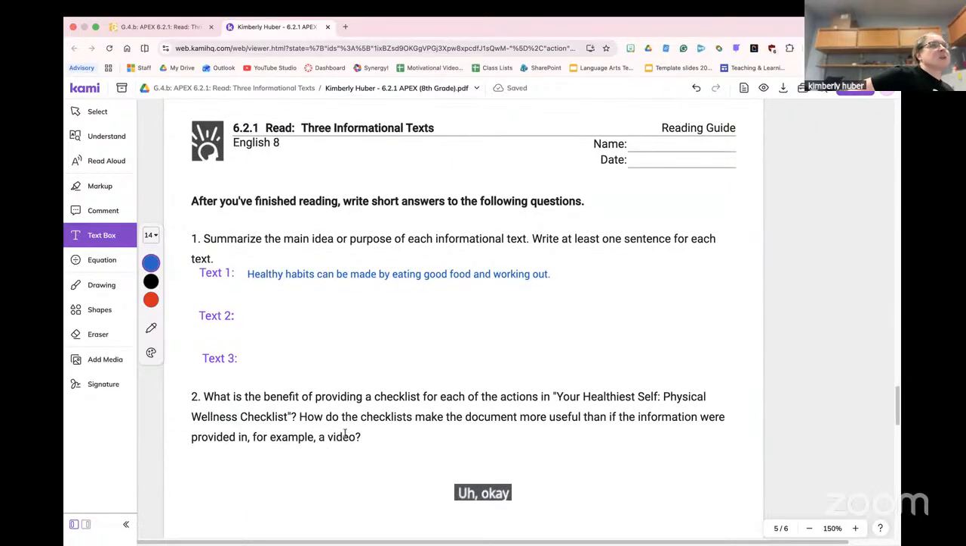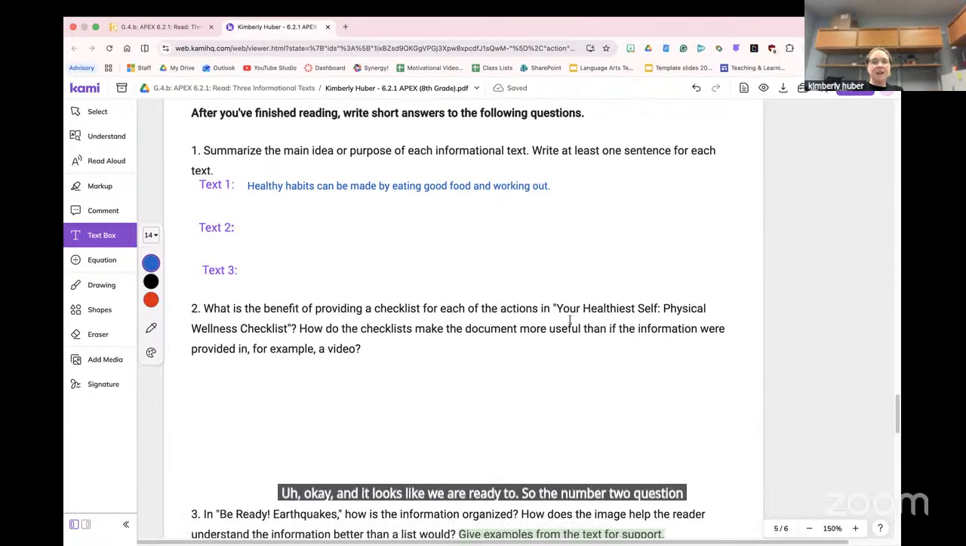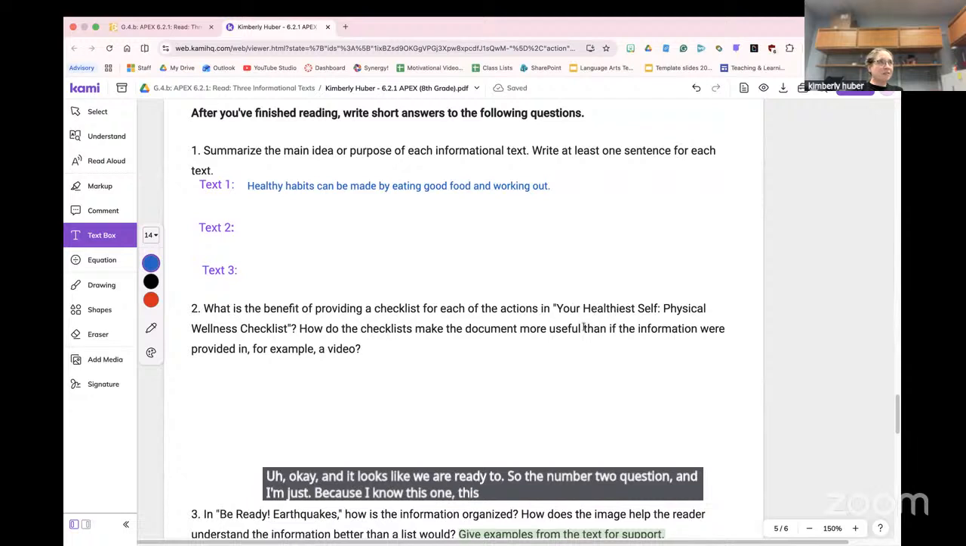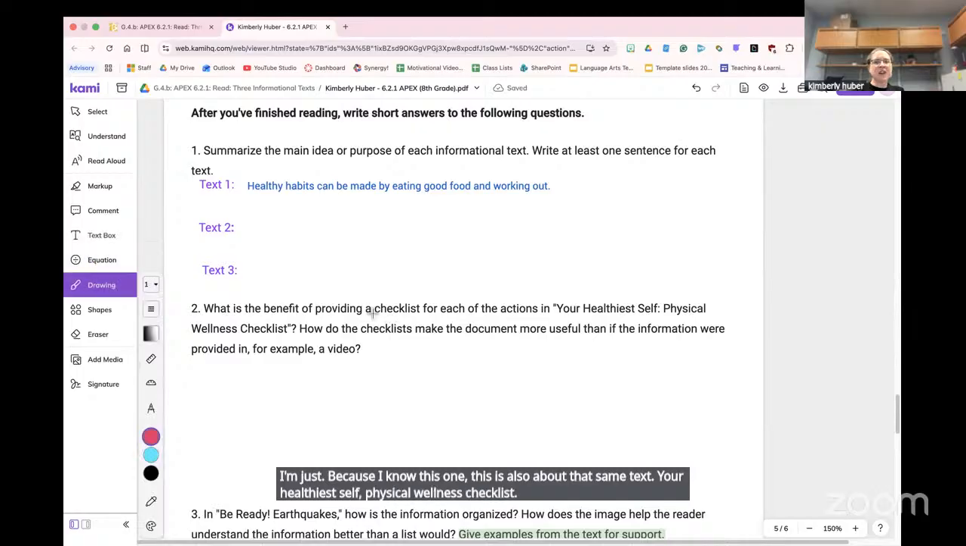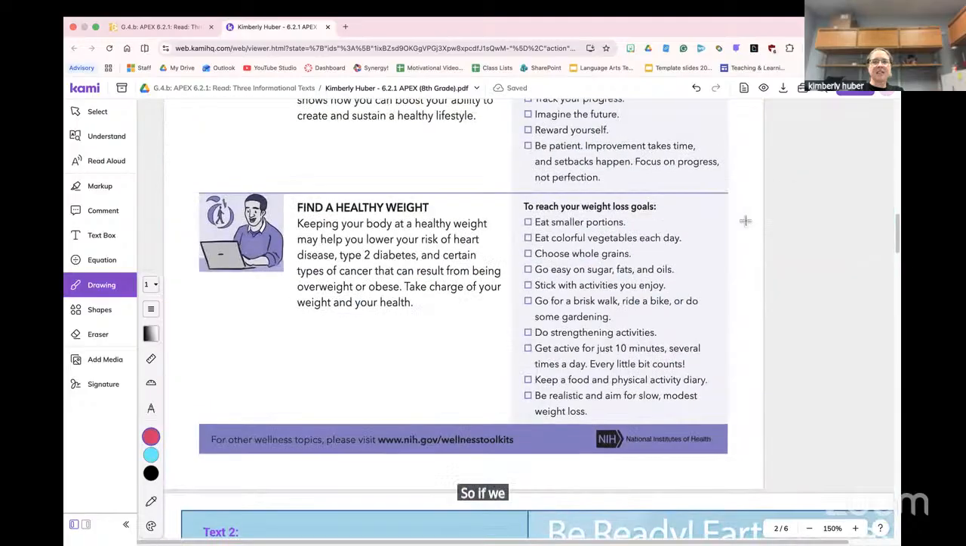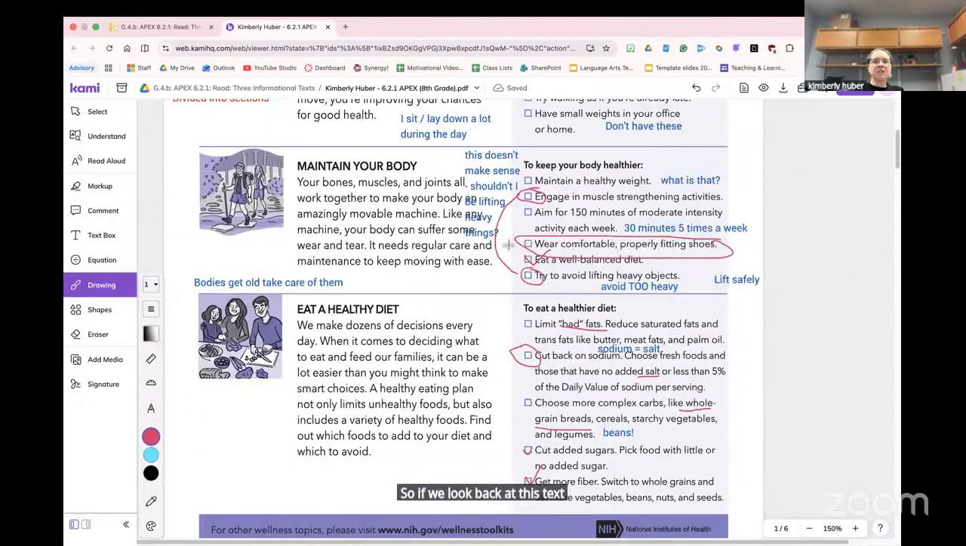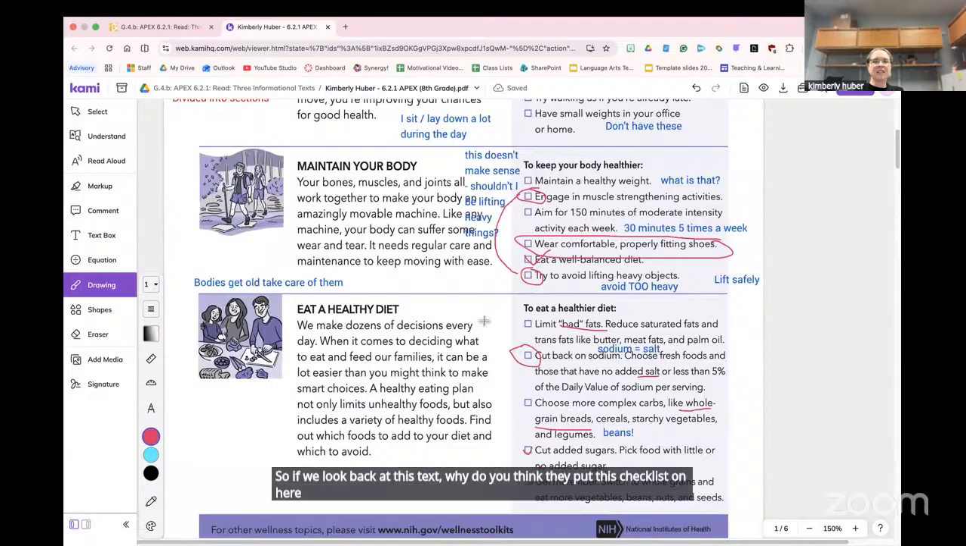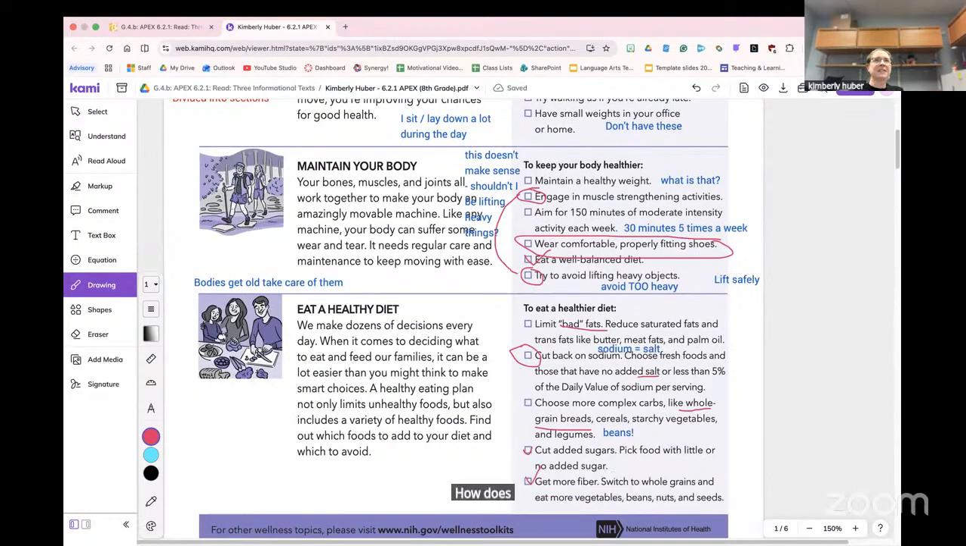Okay, and it looks like we are ready for the number 2 question, and I know this one. This is also about that same text. Your healthiest self, physical wellness checklist. What is the benefit of providing a checklist? So if we look back at this text, why do you think they put this checklist on here? How does that help us? How does that help the reader? How does that help the purpose?